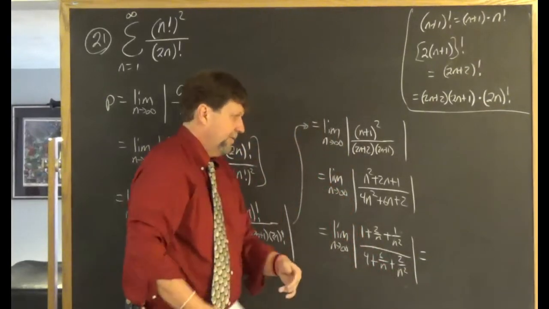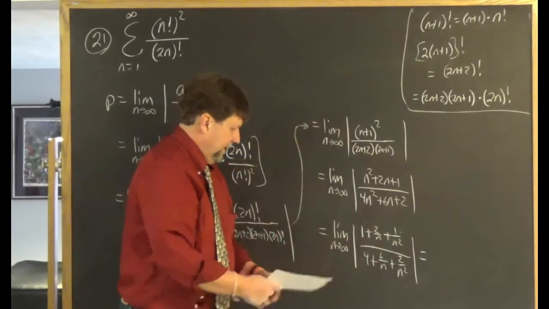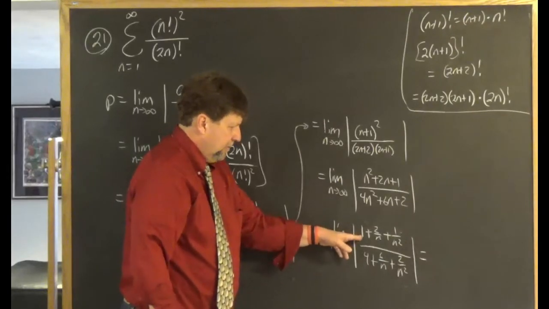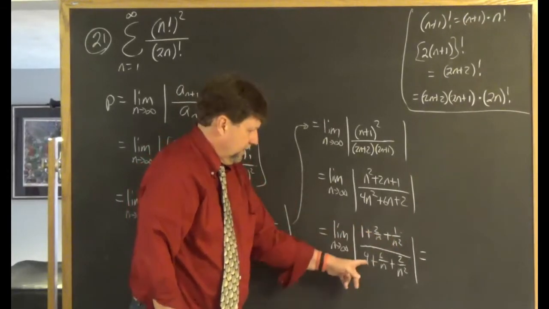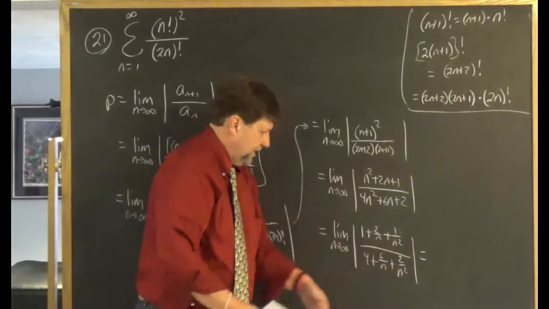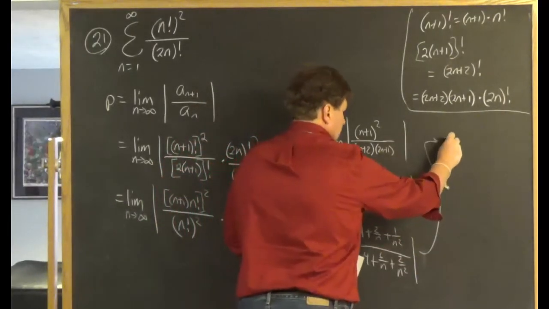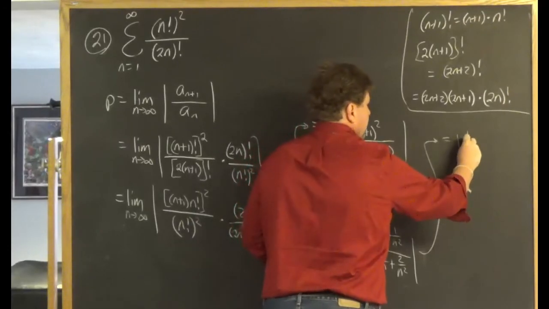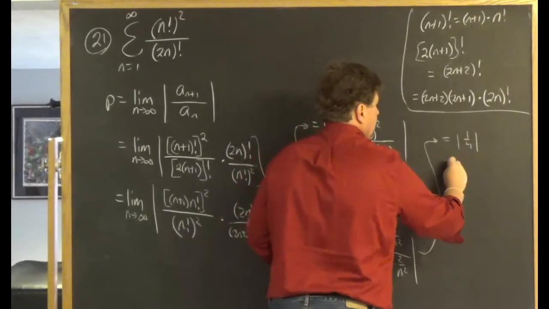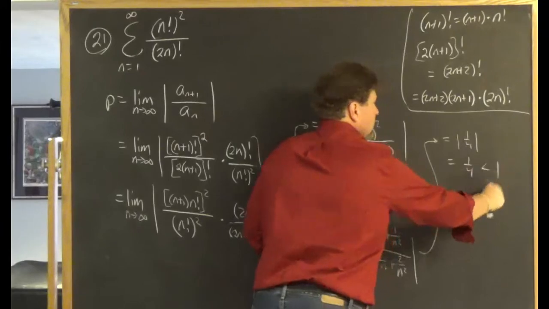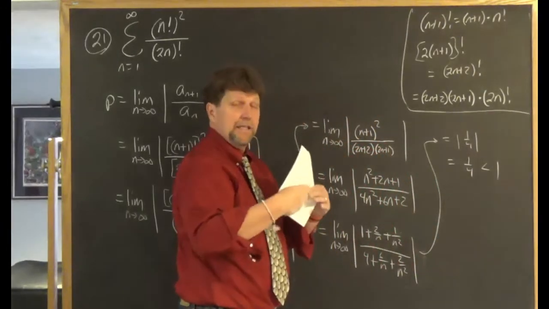So now it's just time to find the limit. The limit as n goes to infinity. That would be 1, 0, 0, 4, 0, 0. So you get the limit to be absolute value of 1/4, which is 1/4, which is most definitely less than 1.